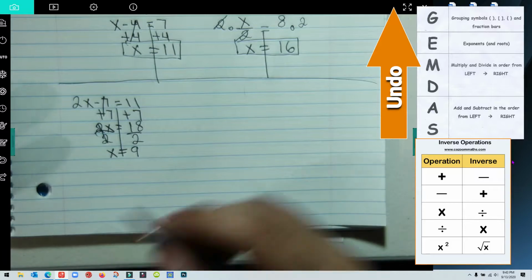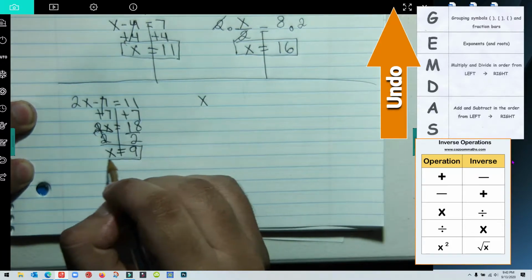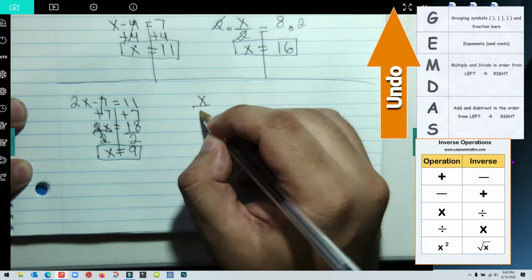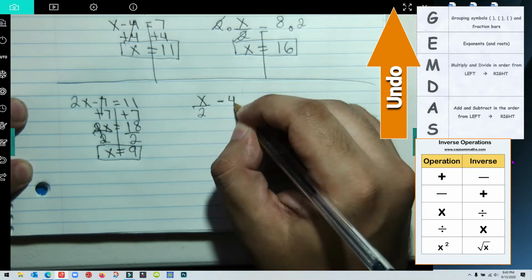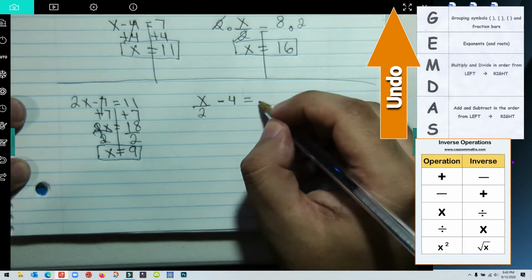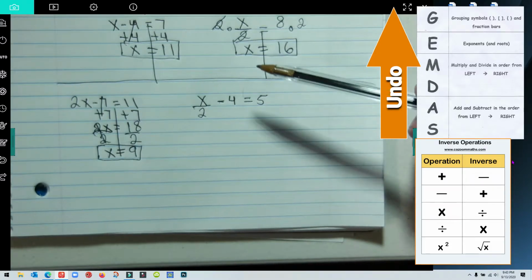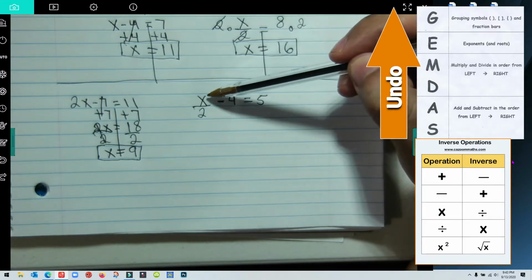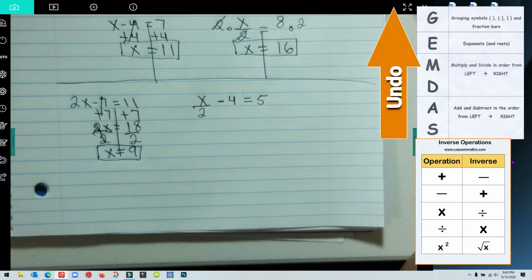For the next example, we have x, let me box this in. For the next example, we're going to have x divided by 2 minus 4 equals, let's say 5. All right, so once again, we want to solve this equation. Now again, to solve an equation means we want this variable x by himself on his side of the equation.